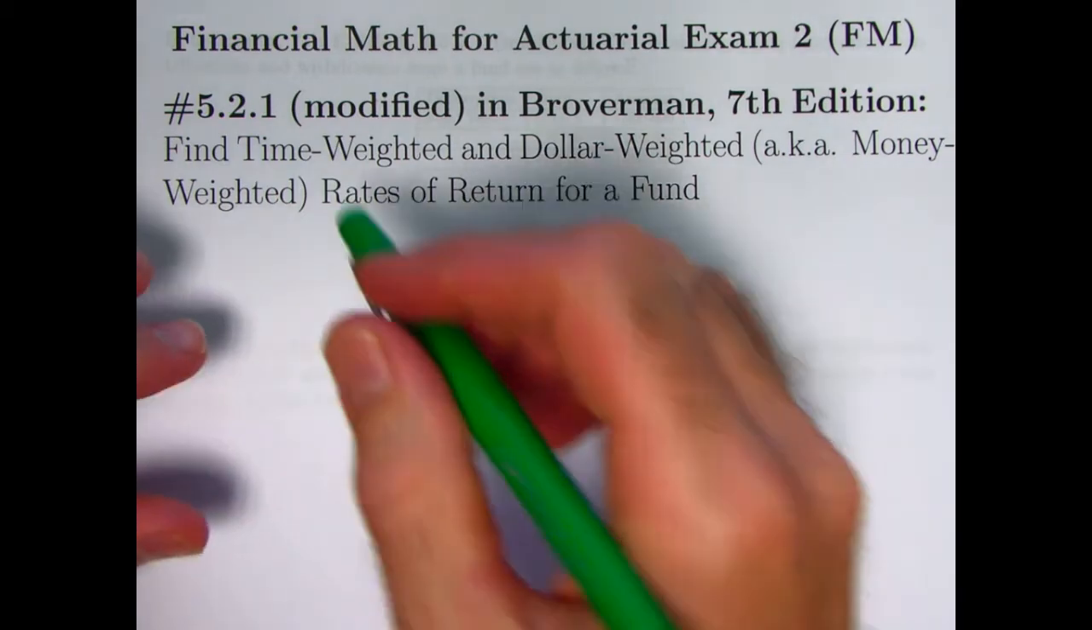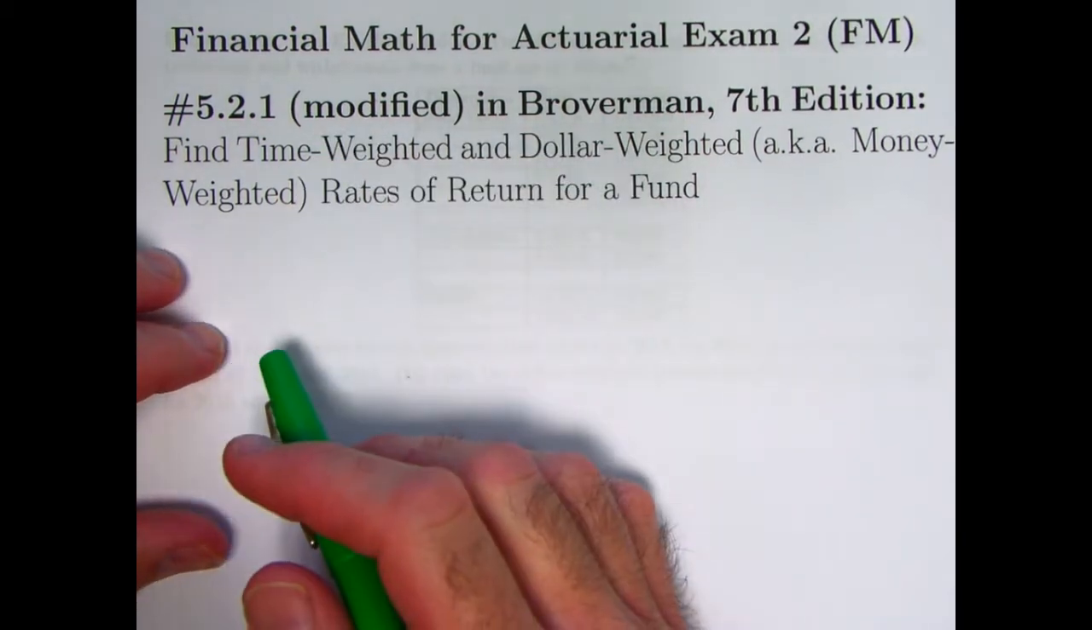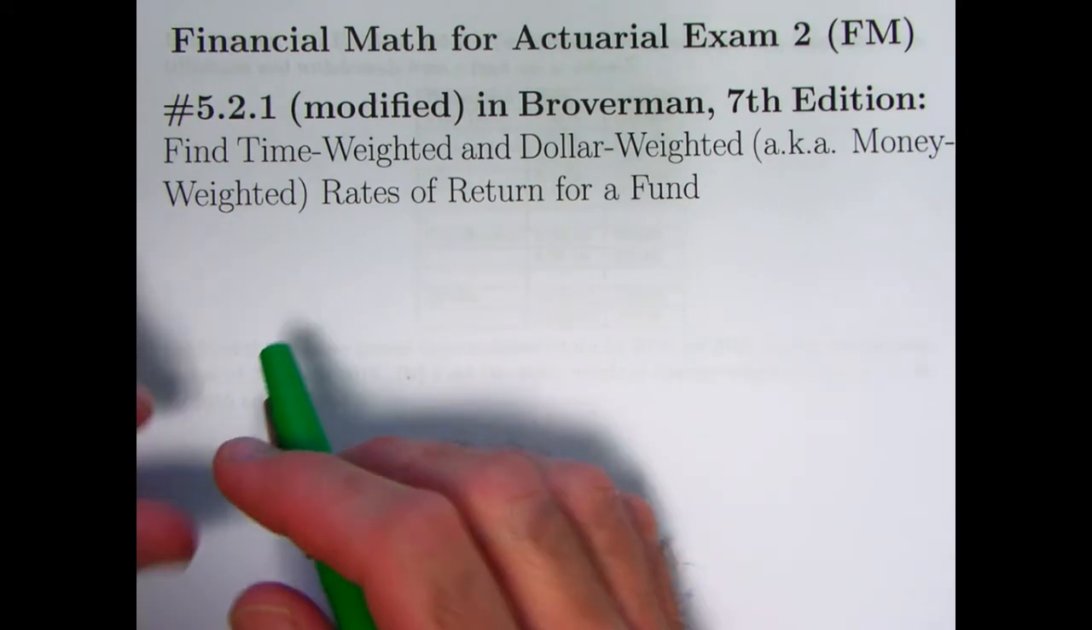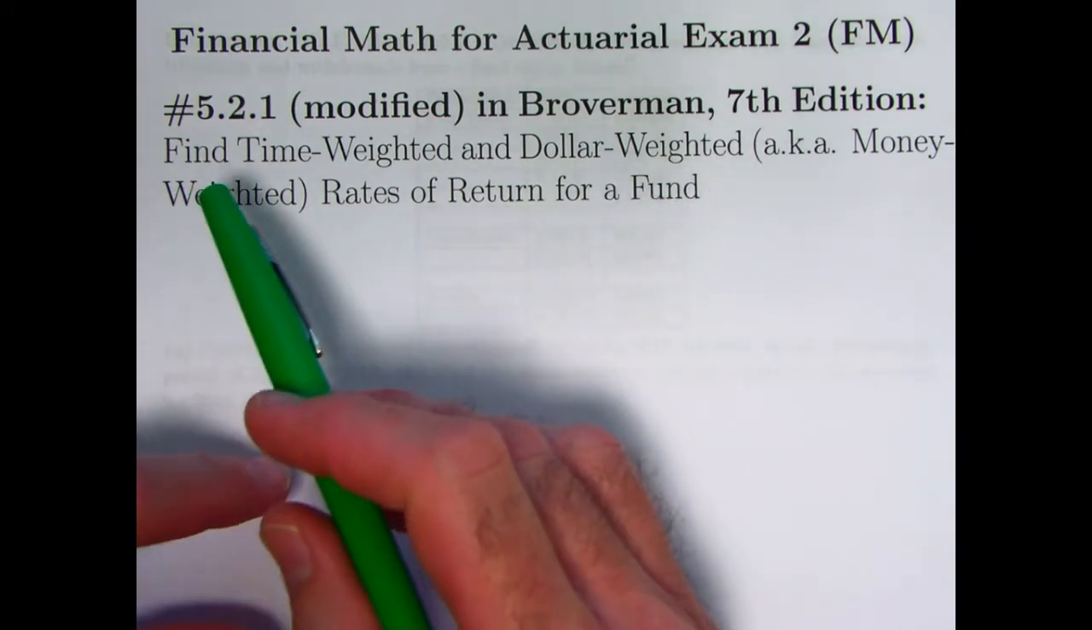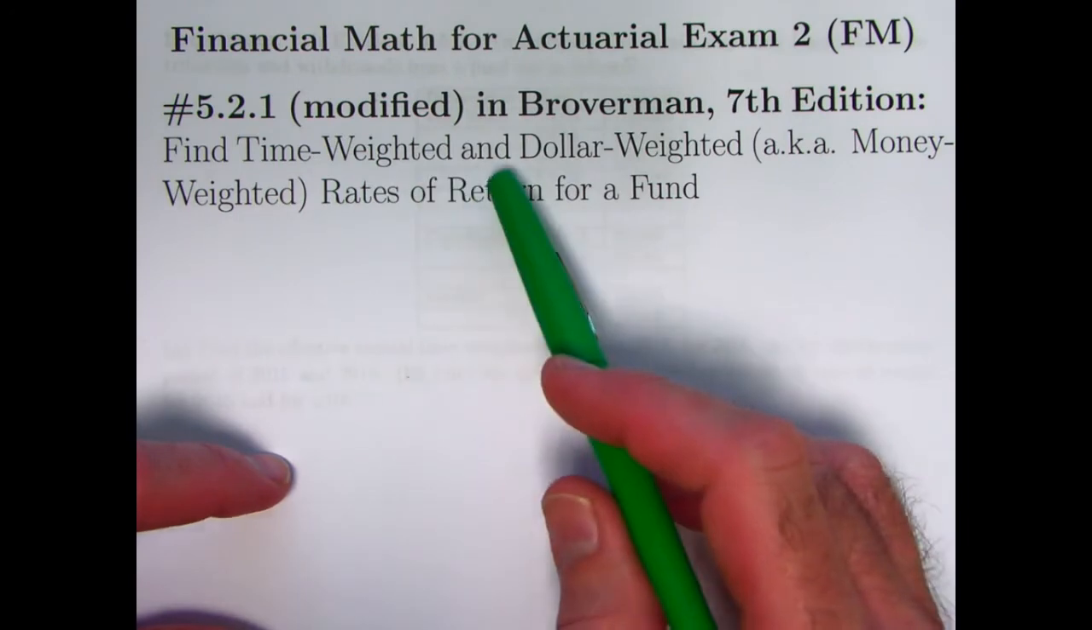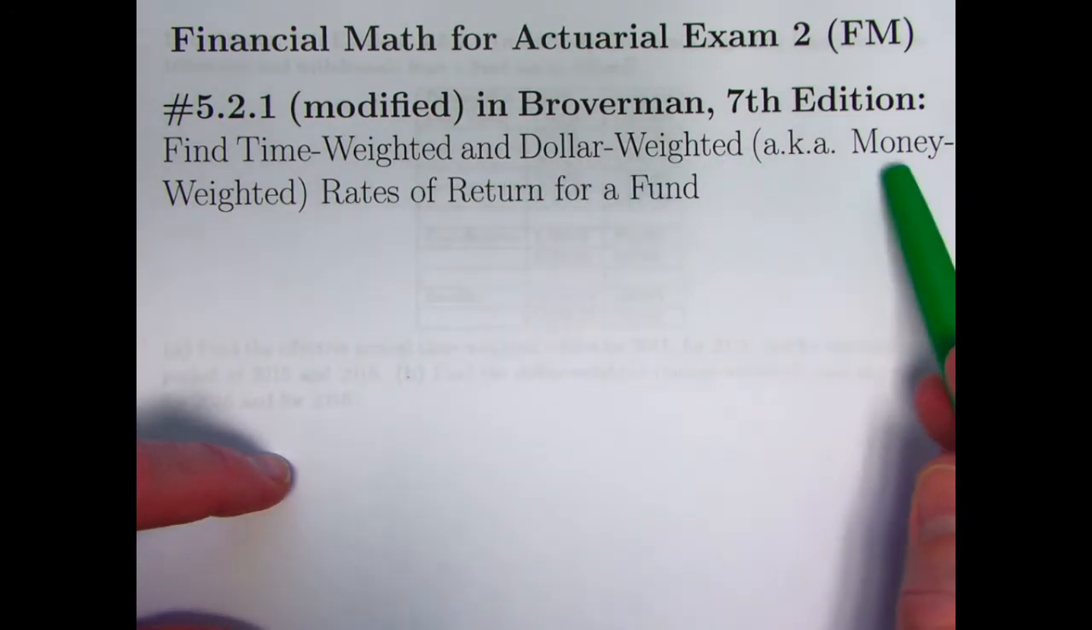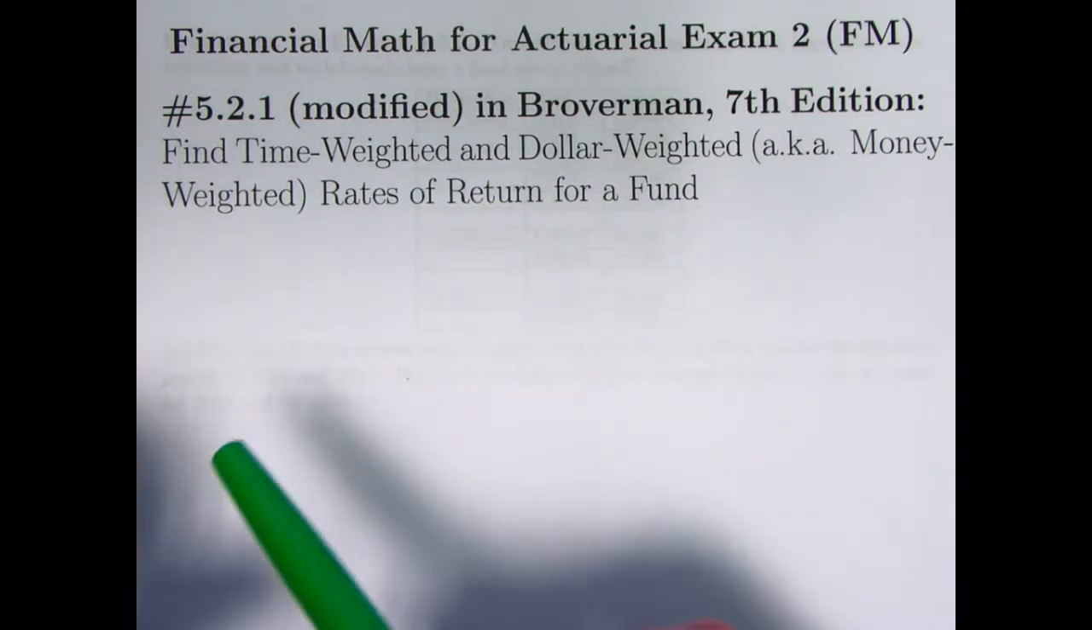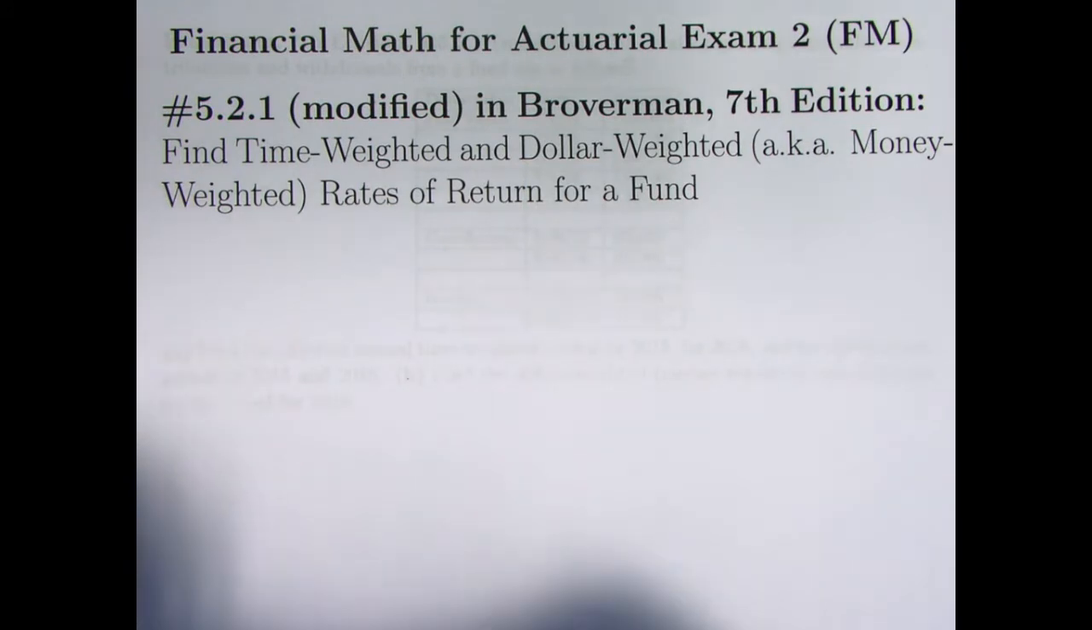In this video, we'll be solving a modified version of problem 5.2.1 from Broverman. We'll be doing two new things. We'll be finding both the time-weighted and dollar-weighted, also known as money-weighted, rates of return for a fund. But before we look at the problem, I should say something about the naming here.